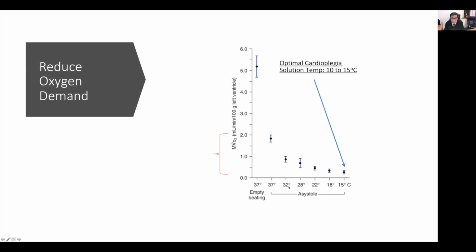But as you lower the temperature, and note even modest degrees of hypothermia reduce the oxygen demand. Cardioplegia most of the time is administered at very low temperatures, typically in the teens or even low teens. And what this allows you to do is reduce the demand sufficiently so you can go for relatively long periods of time without injury to the cell.